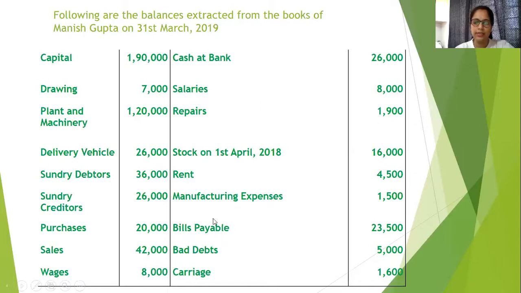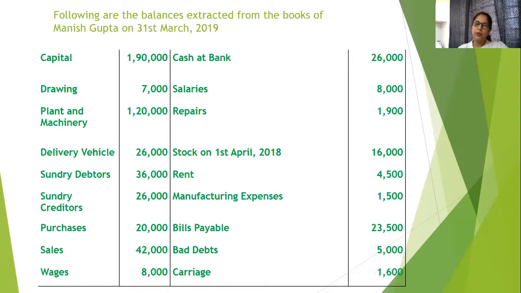So bills payable is like a liability to us because we have to pay this bill. So in the liability side, current liabilities. Bad debts, again we have to write as an expense in the profit and loss account. Since it is inside the trial balance only once, we have to make the entry. Carriage.